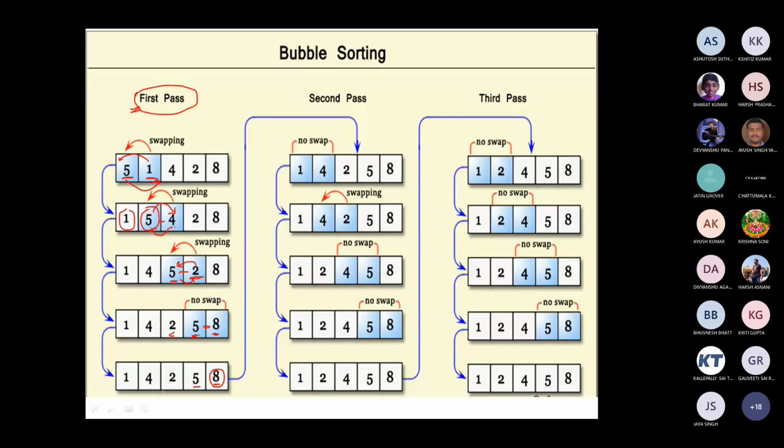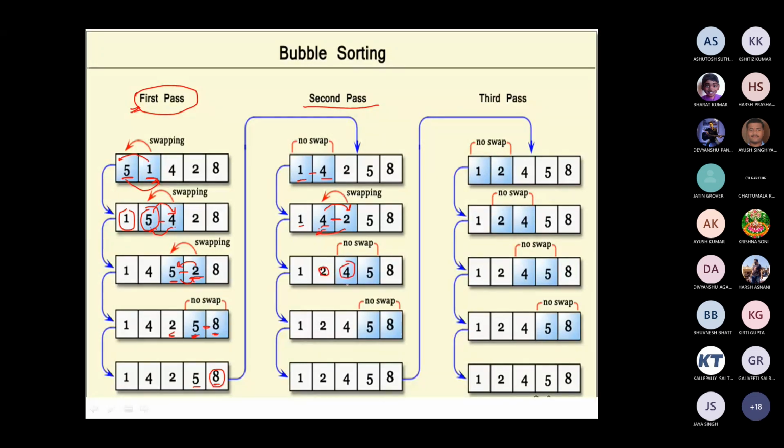Now we need another pass because it is not sorted yet. So the second pass is there, and again we repeat the same procedure. First compare the first one and second one. 1 is less than 4, so there will be no change. Next, we compare 4 and 2. 4 is greater than 2, so we need one swap. So 2 comes here and 4 comes here.